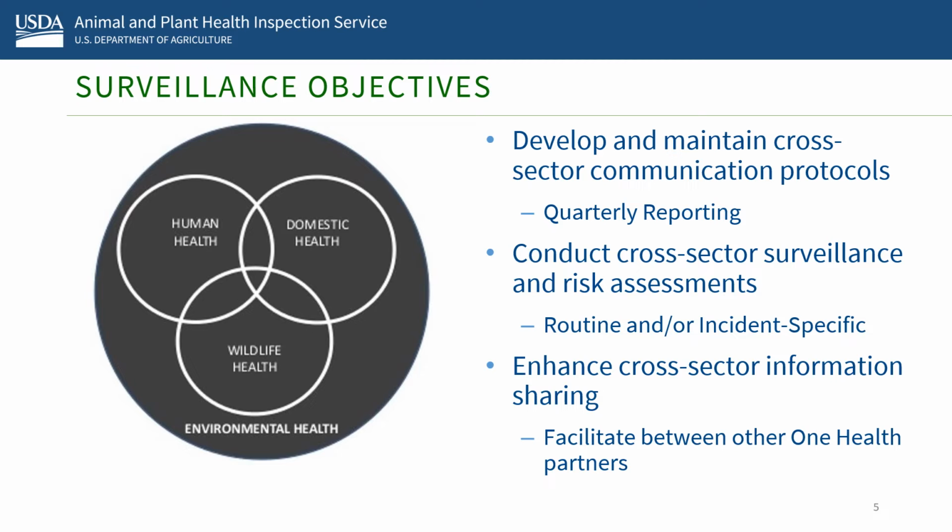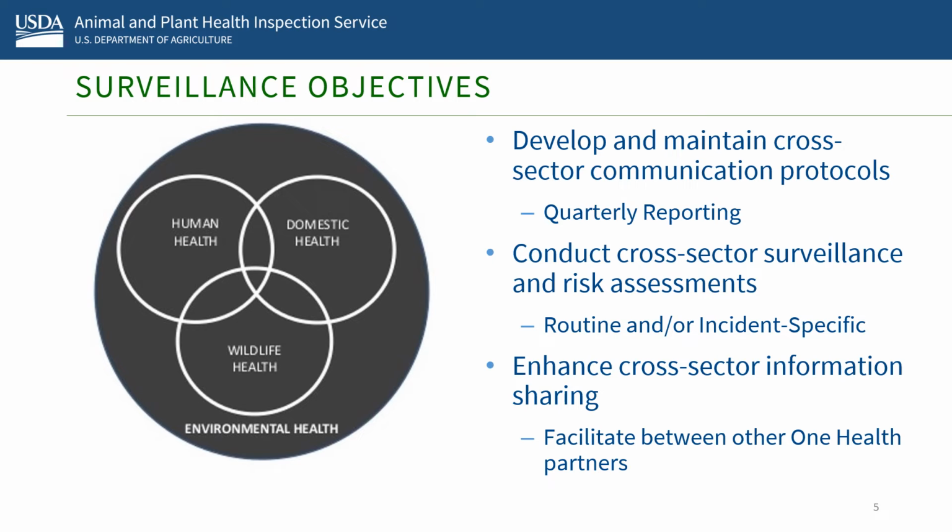Beginning with surveillance, these objectives are to develop and maintain cross-sector communication protocols. At a minimum, you want to produce quarterly evaluation reports that document collaboration between One Health partners regarding human cases of zoonotic disease. Reports should detail confirmed or suspected cases of zoonotic disease in animals, including livestock and wildlife. Cross-sector surveillance and risk assessment plans for One Health events and zoonotic disease should be conducted.